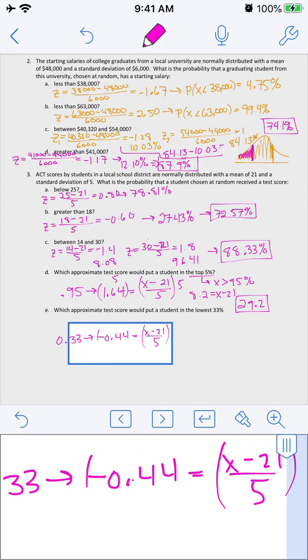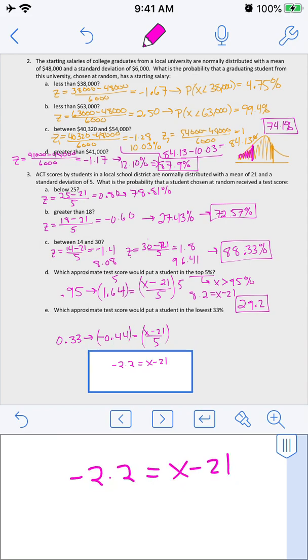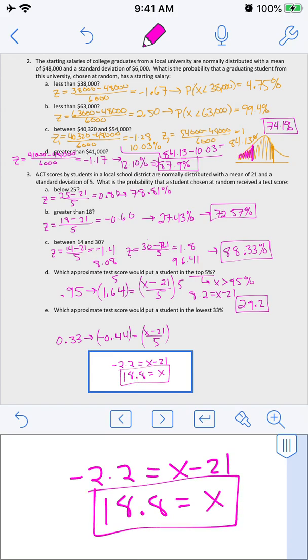Times by 5. We get negative 2.2. Add 21 to that. We get 18.8. That makes sense. 18.8 would put you in the lowest third of the class. Good to know, good to know.